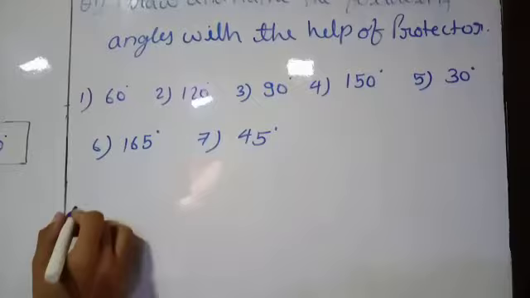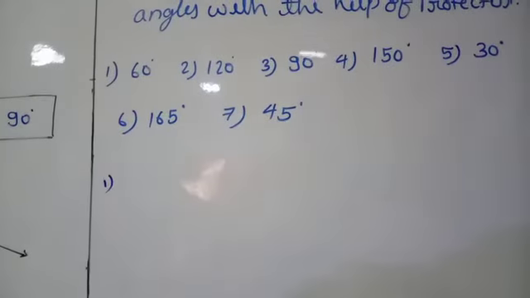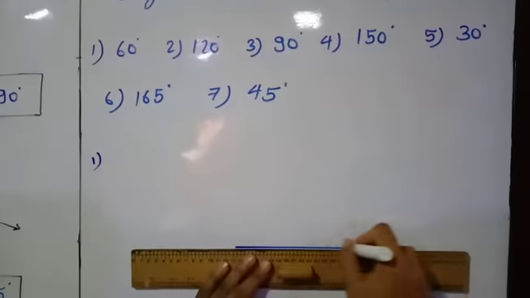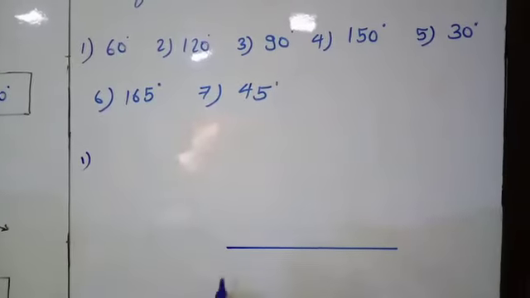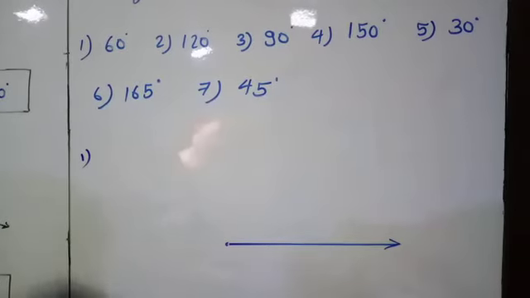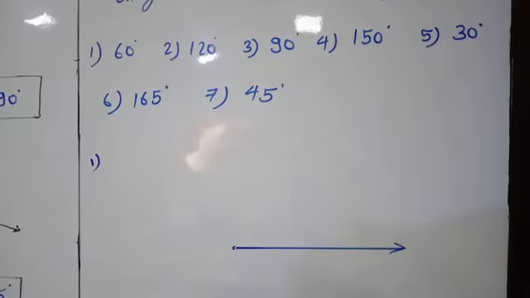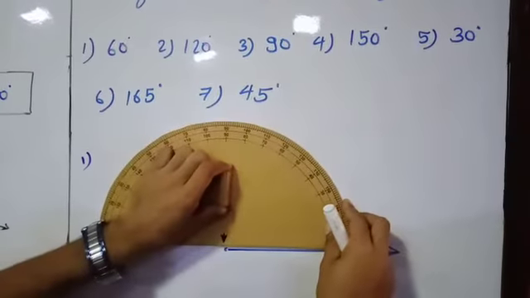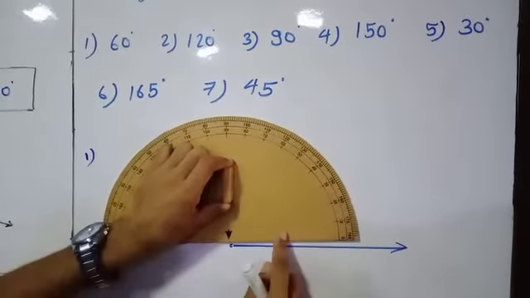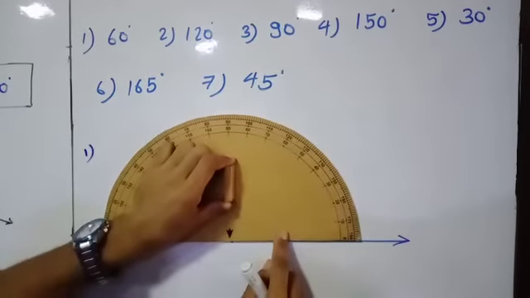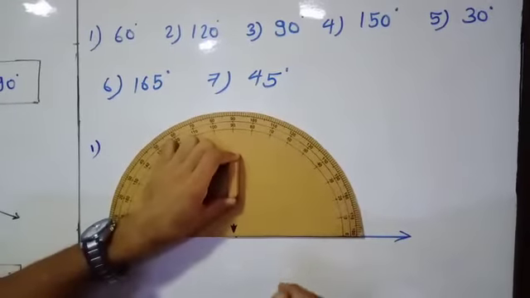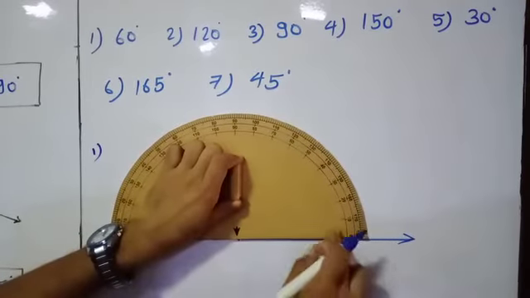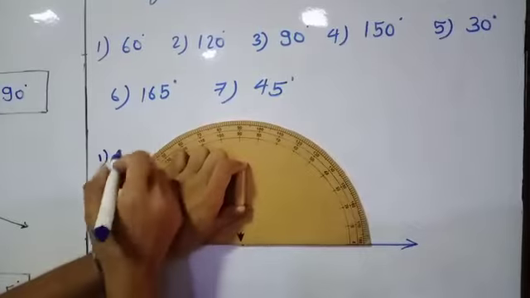First, let's see. With the help of scale, we have to draw one angle. This could be a vertex, and here we have to put the arrow. Now, with the help of protractor, as we learned, what we are going to do? Put the arrow on the vertex and cover this arm with this line of protractor. Now we are going to do the measurement of what we want, 60 degree.